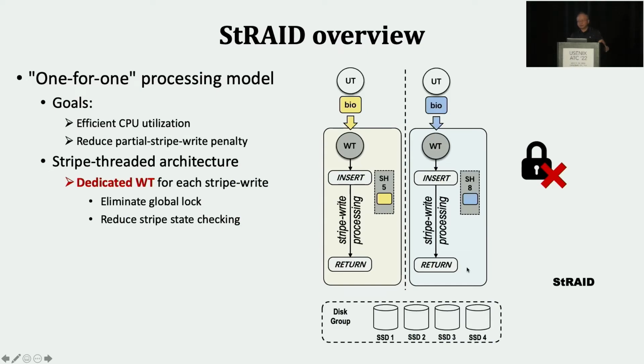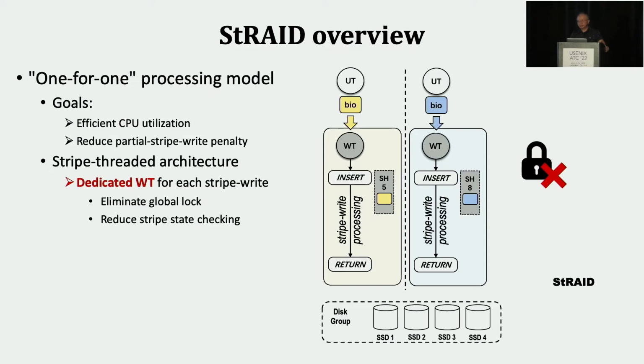So to solve this write inefficiency of parity-based RAID, we propose a stripe-threaded architecture, StRAID for short. The goal of StRAID is to reduce CPU overhead by optimizing the concurrent stripe handling process and minimize the partial stripe write penalty. So there are dual goals.